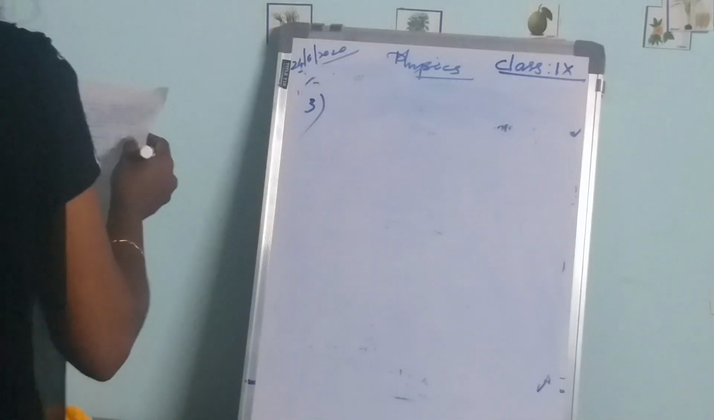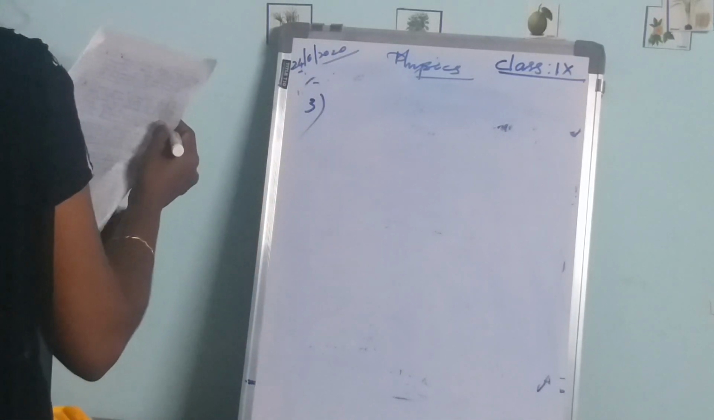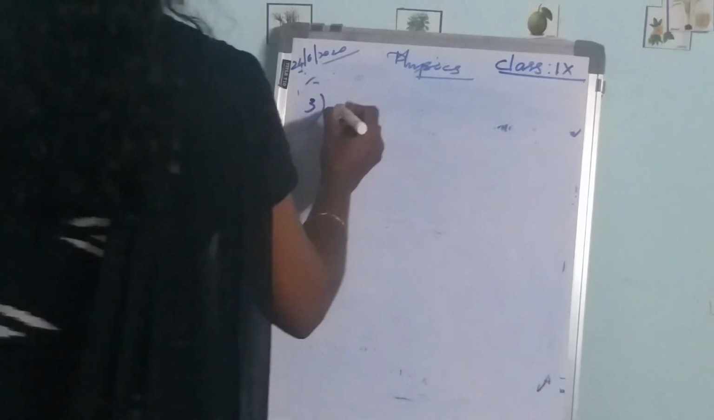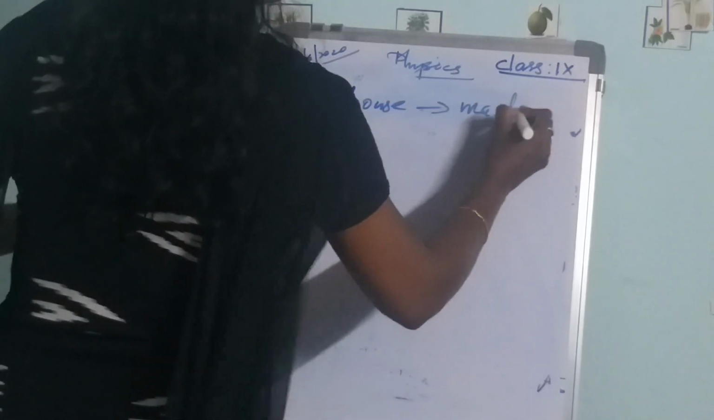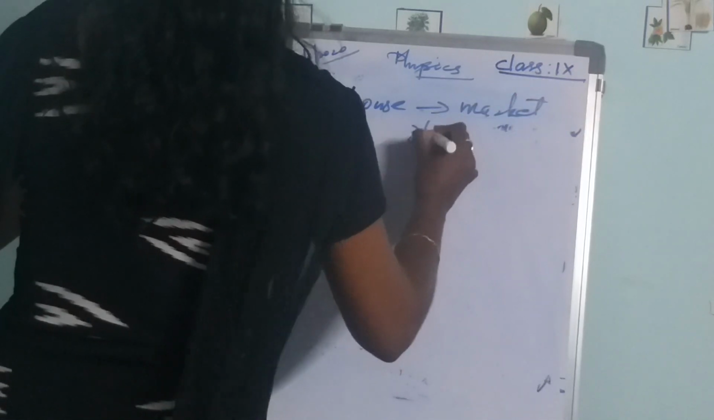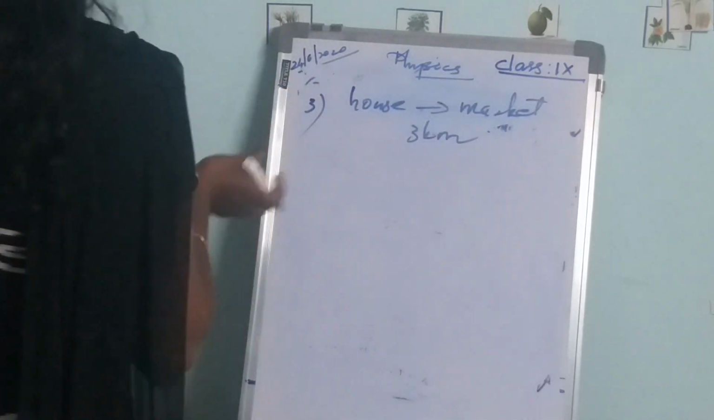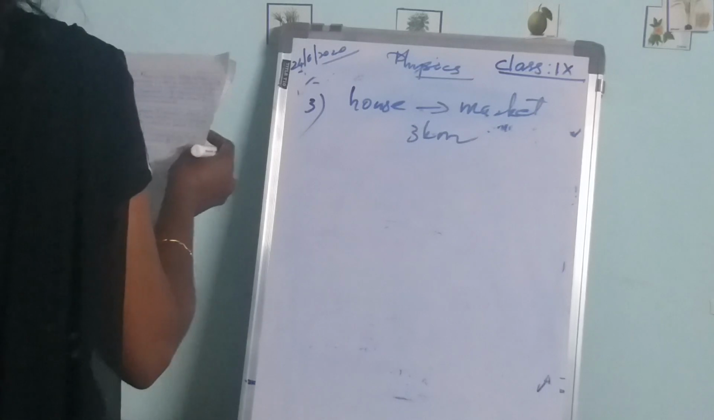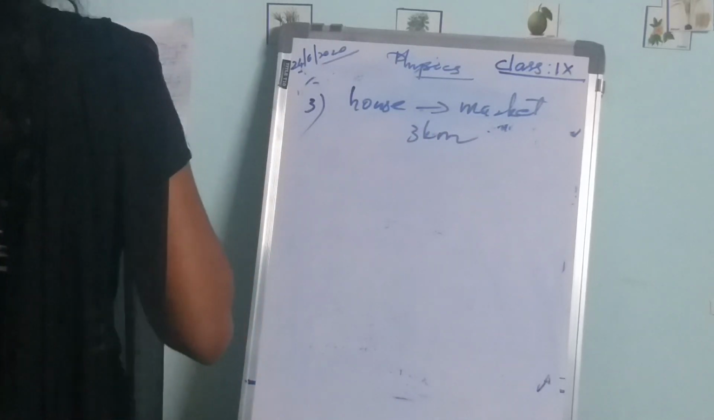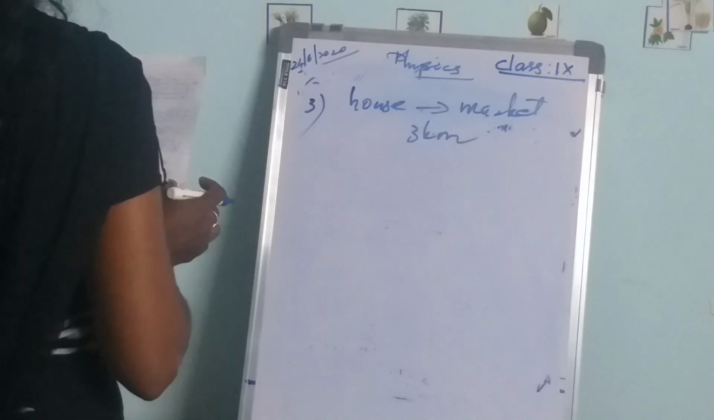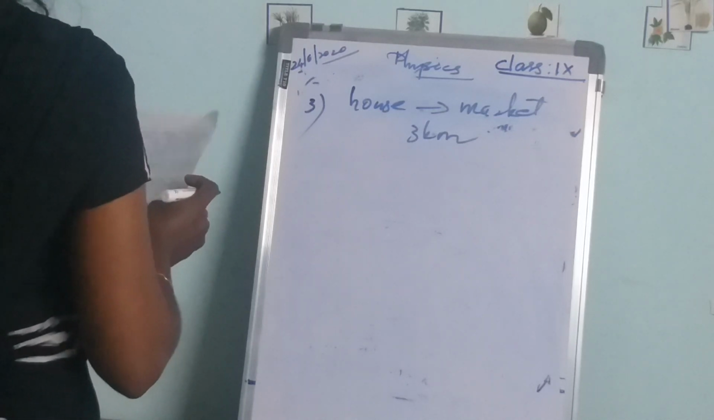Where the question is, a man goes to market. It is 3 kilometers from his house. Okay, the distance between house and market, that is 3 kilometers. Okay, on finding it closed, he returns back to his house. Then we have to find the distance travelled by the man and also the displacement of the man.